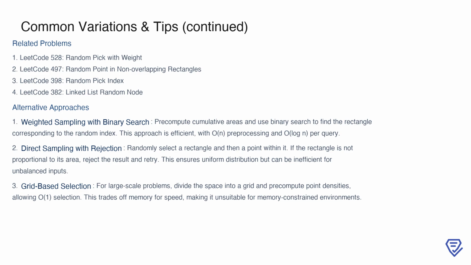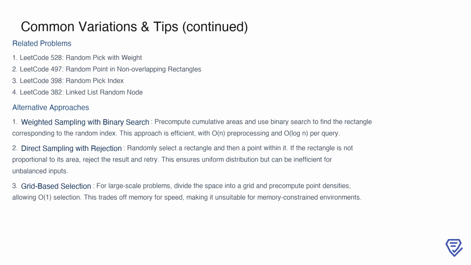Finally, let's discuss related problems and alternative approaches. Some problems that share similar concepts include LeetCode 528, Random Pick with Weight, which deals with weighted selection, LeetCode 497, the current problem, LeetCode 398, Random Pick Index, and LeetCode 382, Linked List Random Node. Exploring these problems can deepen your understanding of randomization techniques.